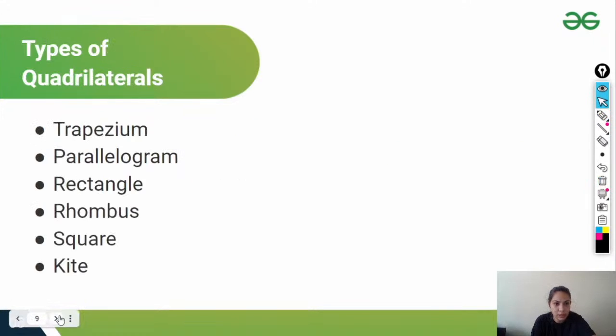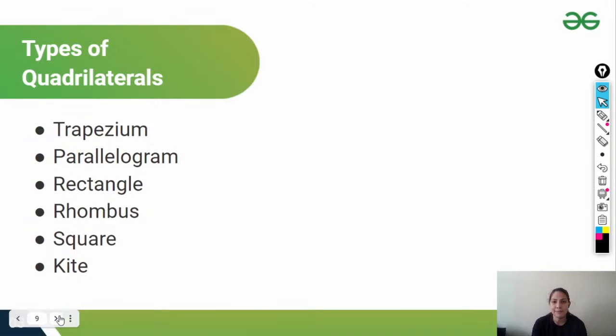Let's move. Okay, this is a very interesting topic, that is types of quadrilateral. Ab humne common properties toh padh li ki four angles honge, four vertices honge, four line segments honge, four sides honge, two diagonals honge. Ye saare basic common properties in every quadrilateral you can see.